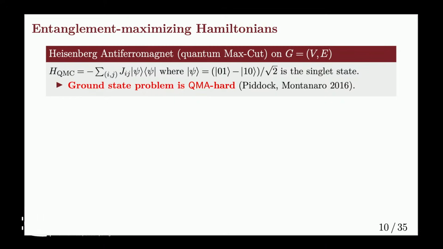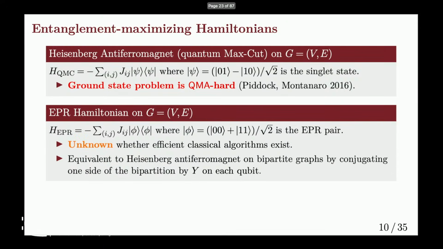The last class I'm going to talk about is these entanglement maximizing Hamiltonians. And this first one comes from physics. It's been studied for, I think, over 100 years now, but it's the Heisenberg antiferromagnet. And each term, you want to maximize how much singlet type entanglement you have. And it's QMA hard, so we have no hope for algorithms for this problem. The other one is with EPR terms, where you want to maximize Bell type entanglement of this EPR type. And it's currently unknown whether efficient classical algorithms exist to compute the ground state of this easier problem.